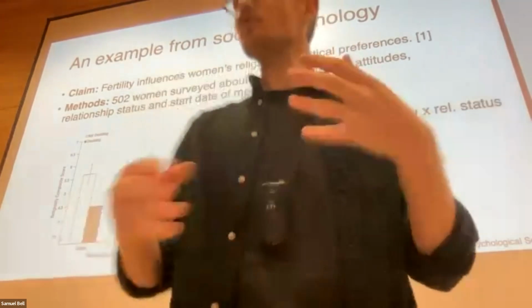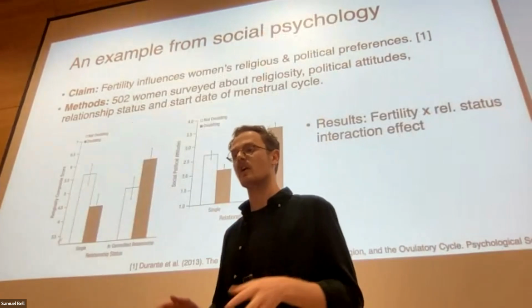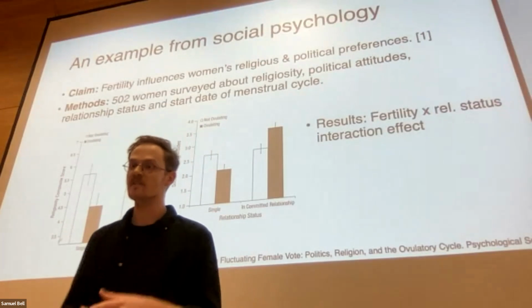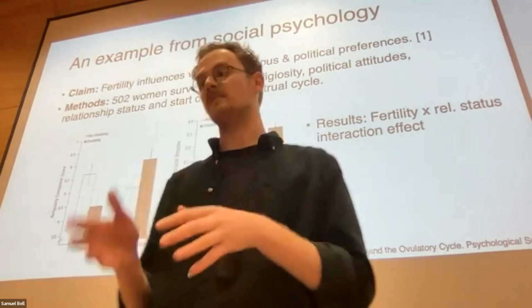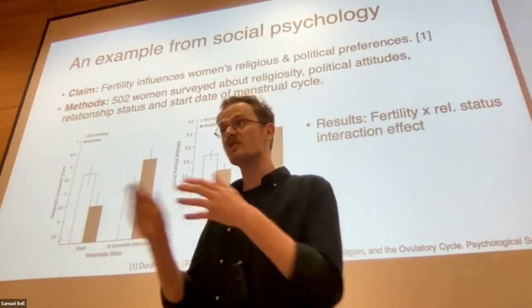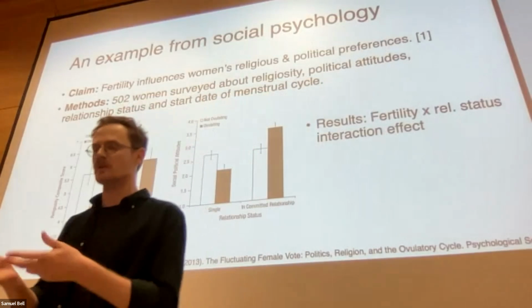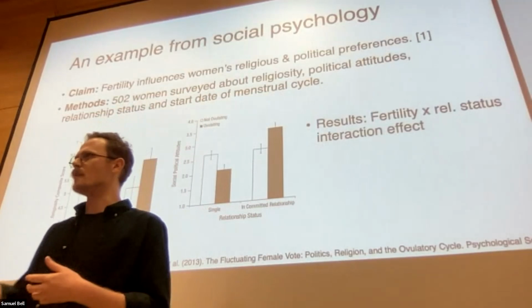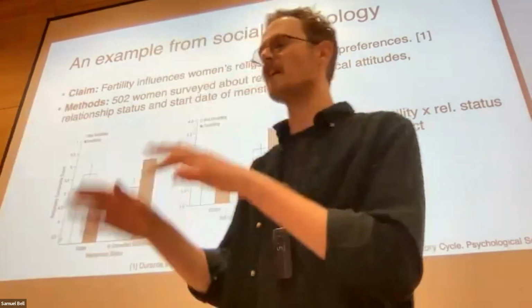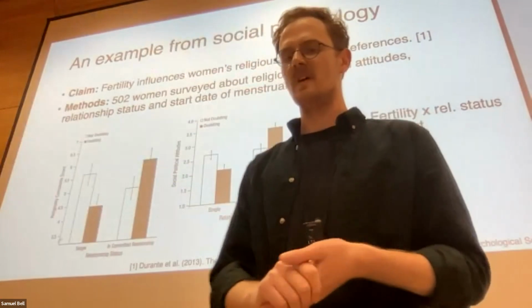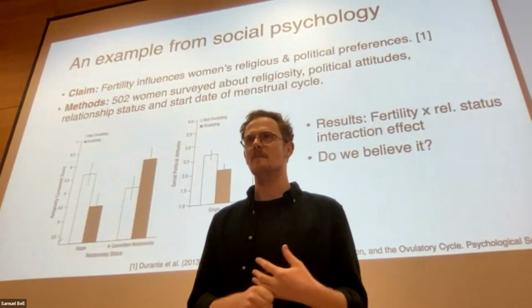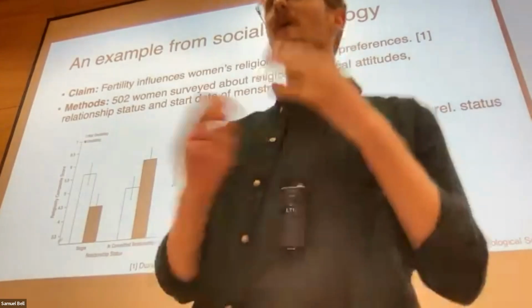So the central claim made by Durante and her co-authors is that there's a fertility and relationship status interaction effect on religiosity and on political attitudes, both social and fiscal, although I've excluded fiscal from this. Also on some other stuff, like voter preference. It's 2013, so they're doing Obama versus someone else, and they're also doing donation preferences. There's a lot of stuff here, and they find this effect reasonably consistently. But the question we should ask is, do we believe it? And I hope that you don't.